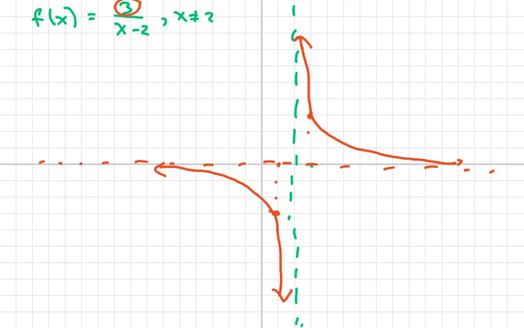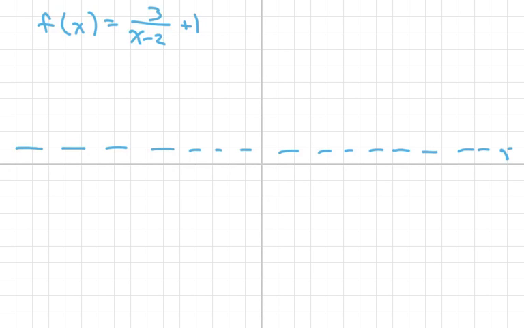Now the last one we're going to do is f of x equals 3 over x minus 2 plus 1. Basically, I'm going to shift everything up by 1. I'm going to add that to my y value. So I'm also shifting my horizontal asymptote to y equals 1, and before it was 0, with my vertical asymptote at x equals 2.